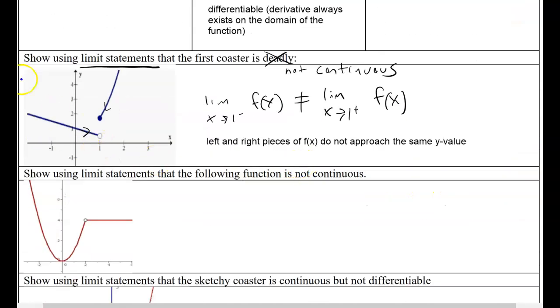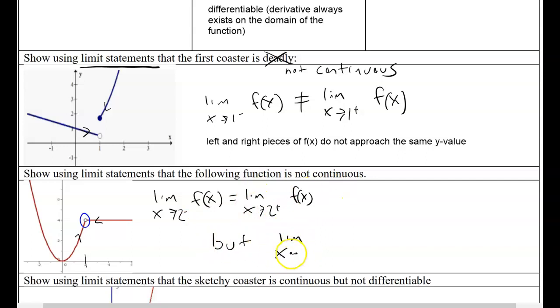Here, we have a different function, different roller coaster. This one probably wouldn't even work in real life, even if it didn't have that hole in it. But that hole there makes it not continuous. Okay? Here, I can say, first of all, that my limits are equal. So I could say the limit as x approaches 2 from the left is equal to the limit from the right, but the limit as x approaches 2 is not equal to f of 2.